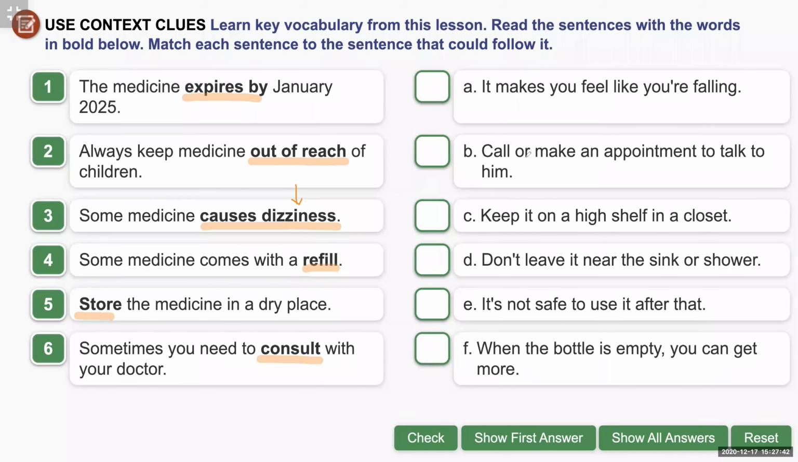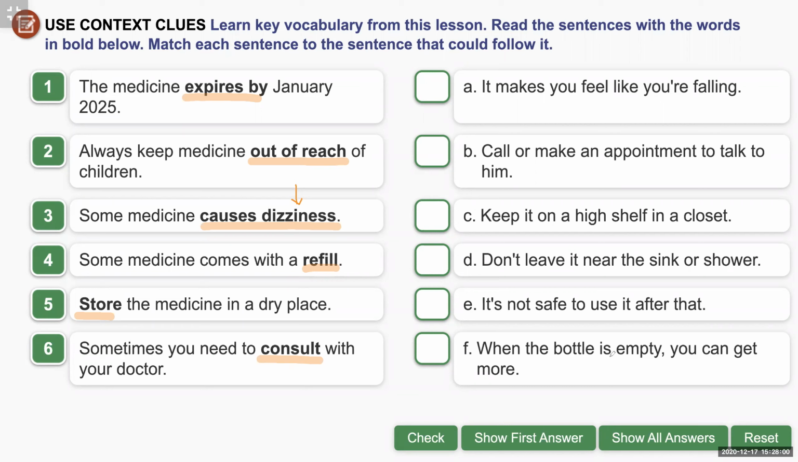B, call or make an appointment to talk to him. C, keep it on a high shelf in a closet. D, don't leave it near the sink or shower. E, it's not safe to use it after that. F, when the bottle is empty, you can get more.